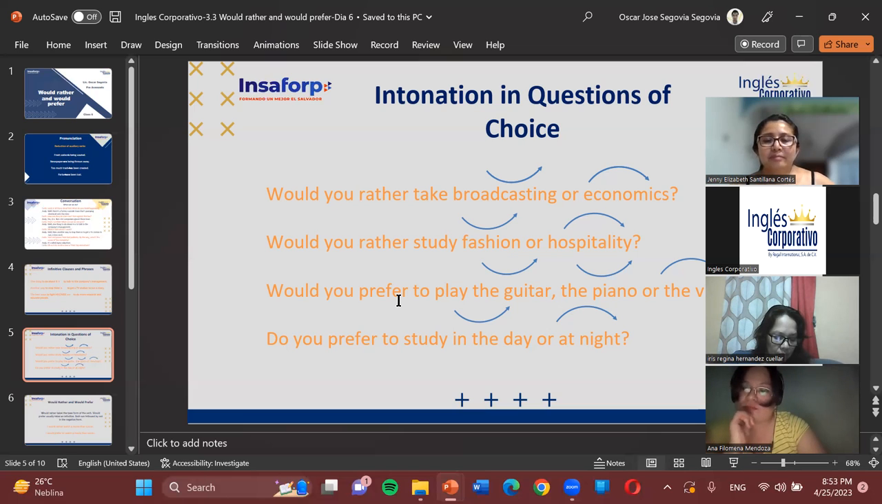Ahora, no significa que no se puede usar rather con las otras decisiones, pero prefer no es tan común que se use en decisiones importantes. El prefer normalmente se queda reservado para decisiones así triviales, así como el último ejemplo. Do you prefer to study in the day or at night? O sea, esto no va a generar un gran cambio en la vida de la persona. Simplemente lo que hace es que trata de averiguar, ¿verdad?, cuál es la preferencia de la persona. Si prefiere estudiar en el día o si prefiere estudiar en la noche.